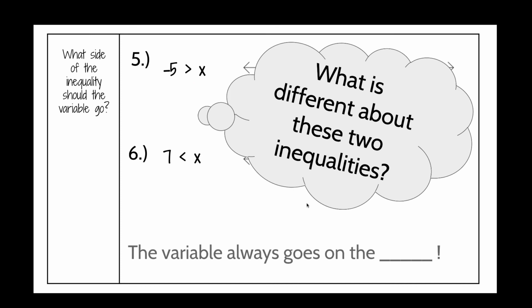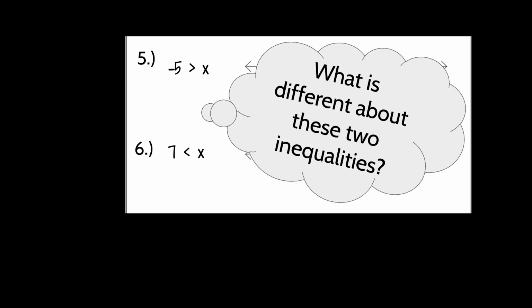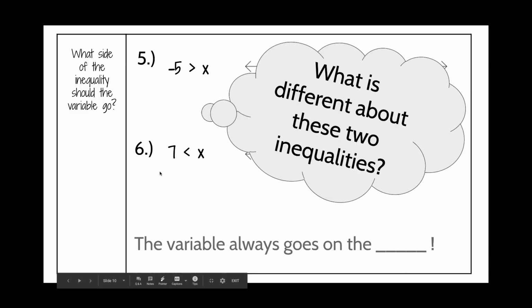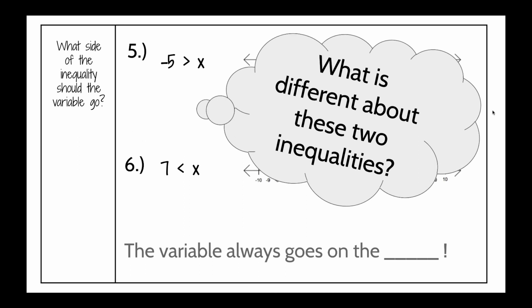Hold up. What is different about these two inequalities? Write them down on your paper and be thinking, what is different about the inequality in 5 and the inequality in number 6? Maybe you're thinking what's different, Miss Kluver, is that the variable is not coming first. And I would say you're right. It is much easier to understand inequalities when our variable, our unknown, is coming first.